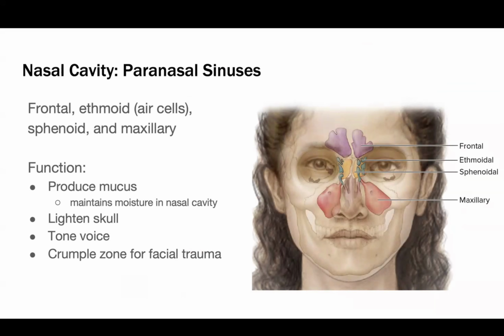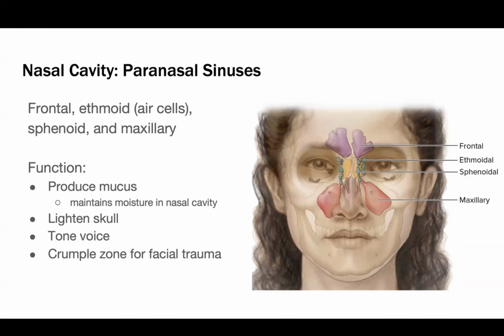Now, three of these are paired. You've got frontal, sphenoid, and maxillary sinuses, and you've also got ethmoid air cells. Now, instead of having a single large sinus in the ethmoid bone, you've got a bunch of tiny air spaces, air pockets, called ethmoid air cells, and these, as you might recall, drain into the ethmoid bulla.